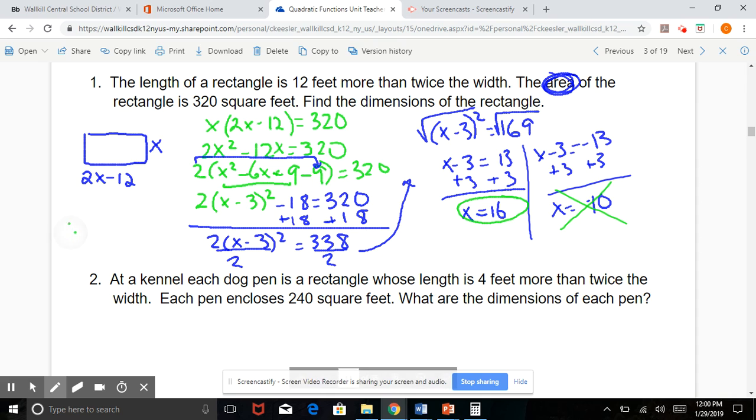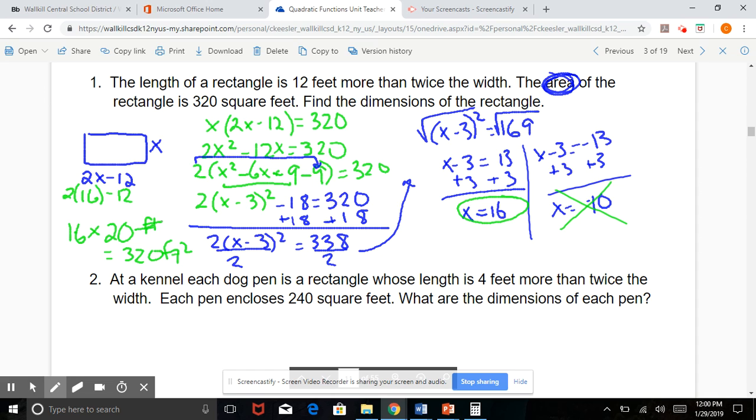So we now take the 16 and plug it in. 16 is the x. 2 times 16 minus 12 gives us 32 minus 12, which is 20. And we can check our work. 16 times 20 does equal 320 feet squared. So we are correct. So we list our dimensions as 16 by 20 feet.